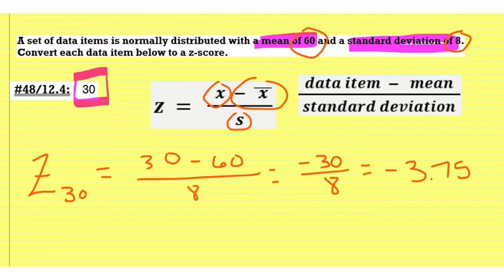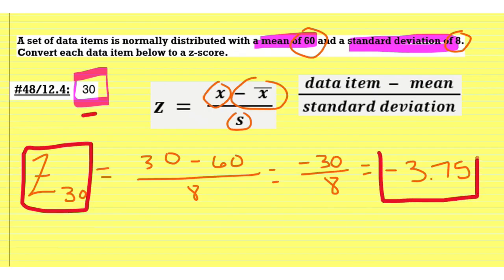And what does that mean? That means that the z-score for 30 means that 30 is 3.75 standard deviations below the mean. It's a negative z-score, so it means it's going to be below average.